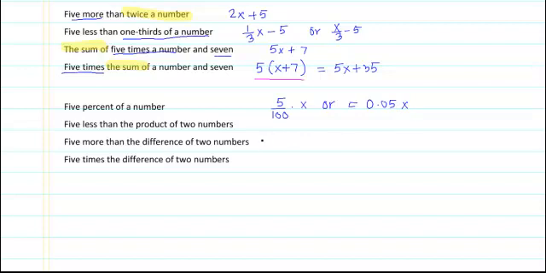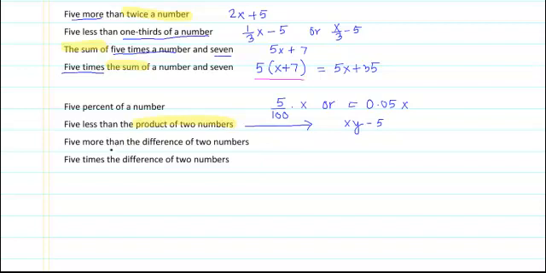Next, we have 5 less than the product of 2 numbers. So the first thing we need here is writing out the product of 2 numbers, and once we have written that out, then we will need 5 less than that. So this time we have to have two numbers. If our two numbers are x and y, then the product of the two numbers will be x times y. We need 5 less than that, so we take away 5. So xy minus 5 is our expression.